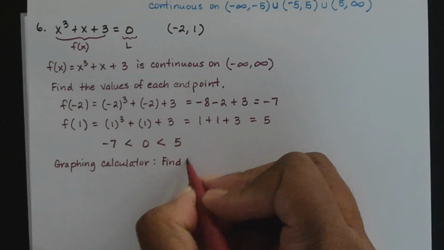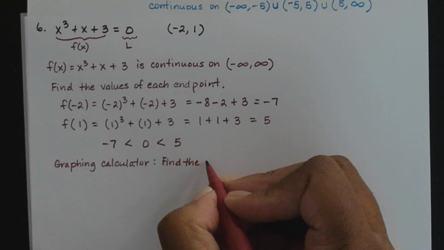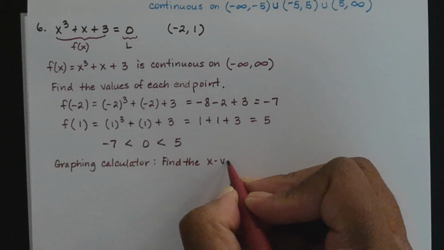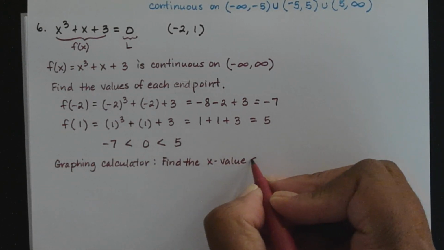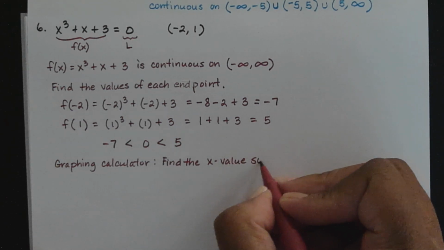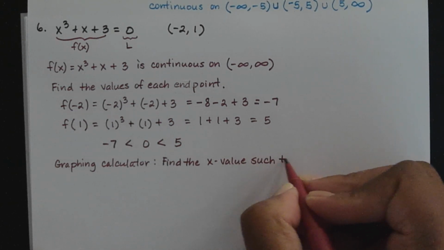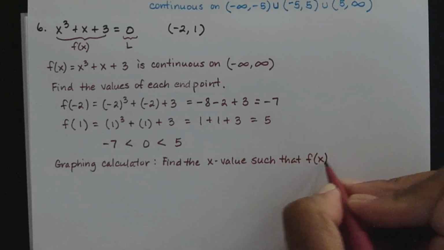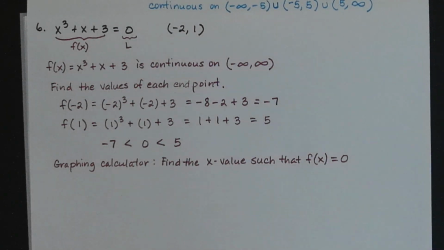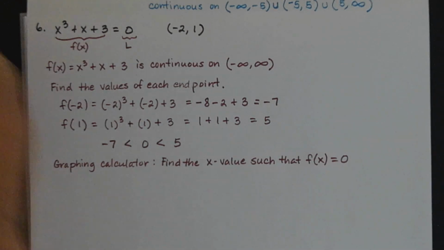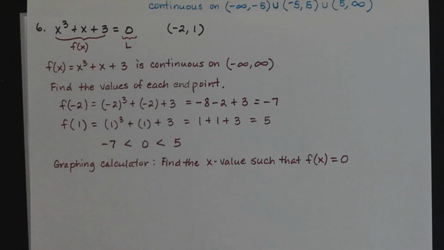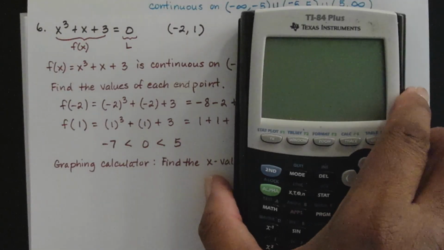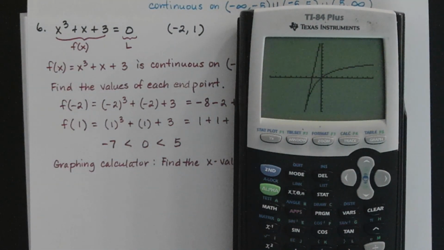This is where we're going to find the x value such that f of x is equal to 0. Okay. So here's what we're going to do.